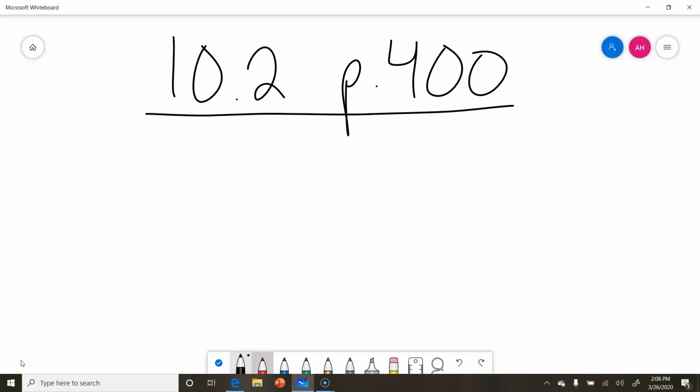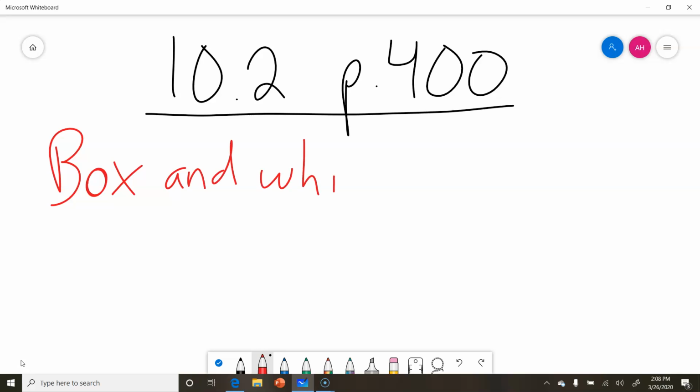So we have a brand new topic that I don't know that you've covered in any other math, and it's called box and whisker plot. Okay, you probably want to write that down. This is what we're going to be doing today, is a box and whisker plot or box and whisker diagram.